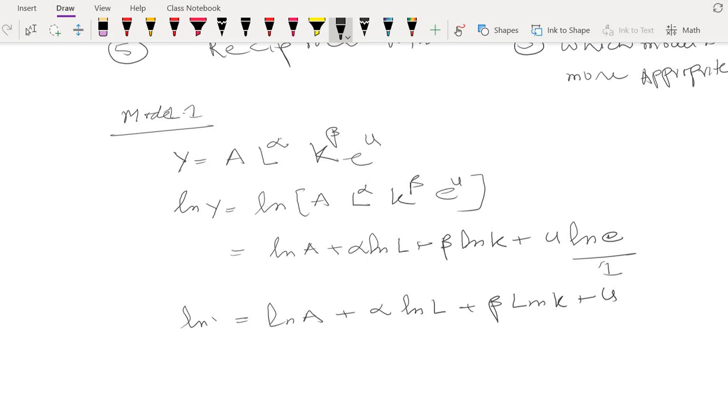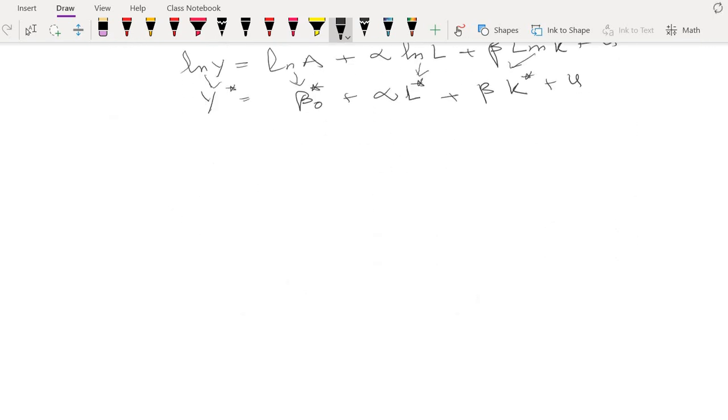So practically the model becomes ln of A plus alpha ln of L plus beta ln of K plus U. Let's make the left side Y star, then beta naught star plus alpha L star plus beta K star plus U. Here Y star is ln of y, beta naught star is ln of A, L star is ln of L, and K star is ln of K. If I look at this model, it was already linear in parameters, and now it is also linear in variables.